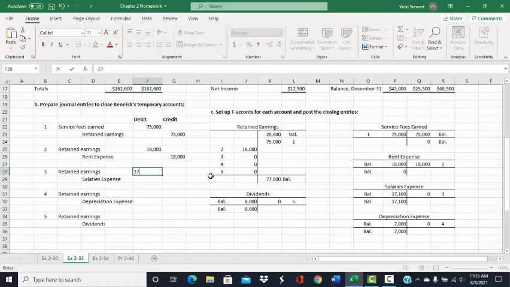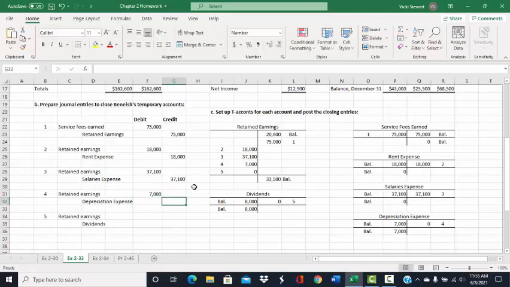Same thing for salaries expense. Debit retained earnings for $37,100 and credit salaries expense for the same amount. And it also dropped to zero. Next, we'll close our depreciation expense. Debit retained earnings for $7,000 and credit depreciation expense for the same amount. So now all of our expense accounts are zero. And now we're going to close our dividends.